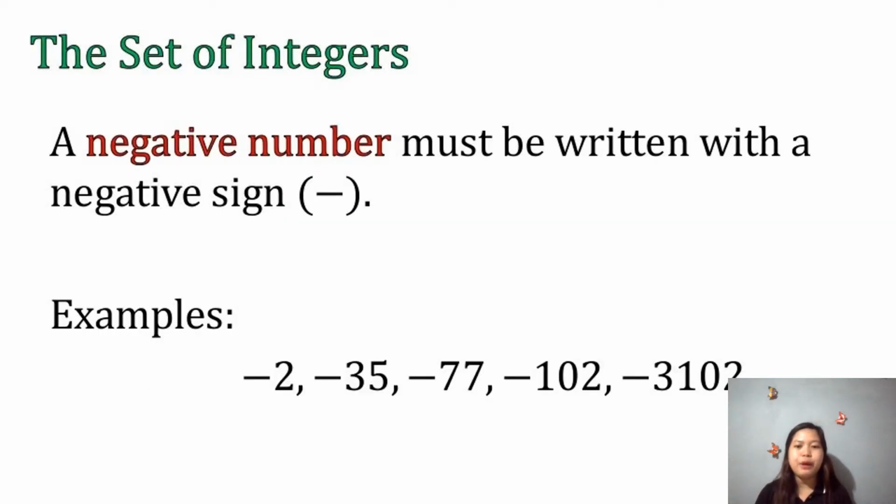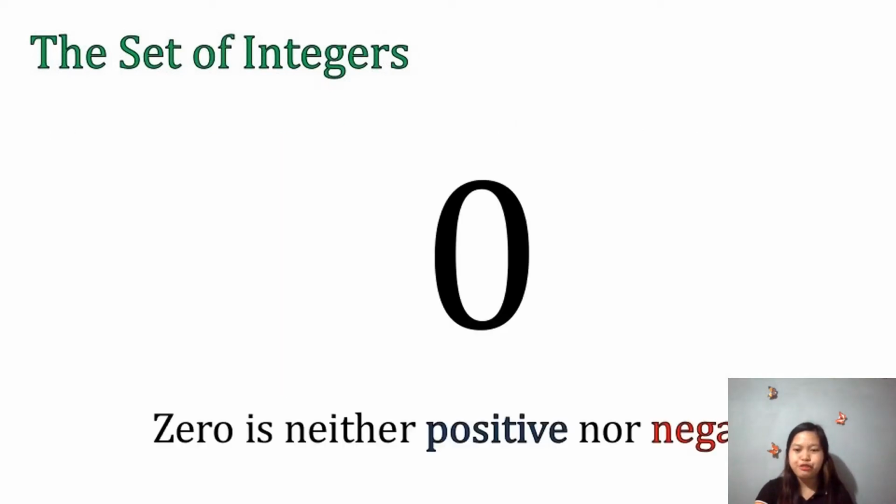Now, a negative number must be written with a negative sign. So that is important: if we are talking about negative numbers, we are actually talking about the negative sign. Examples: negative 2, negative 35, negative 77, negative 102, and negative 3,102. So these are examples of negative numbers. Okay, 0 is neither positive nor negative.